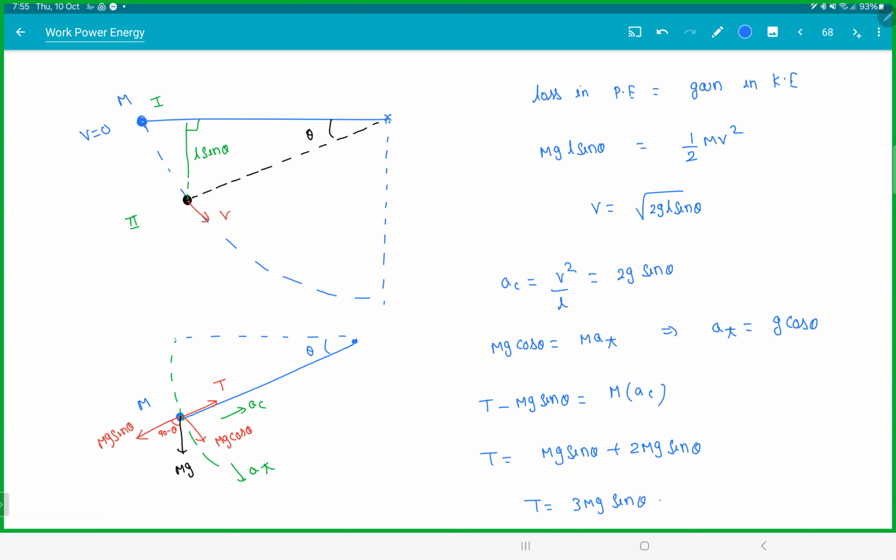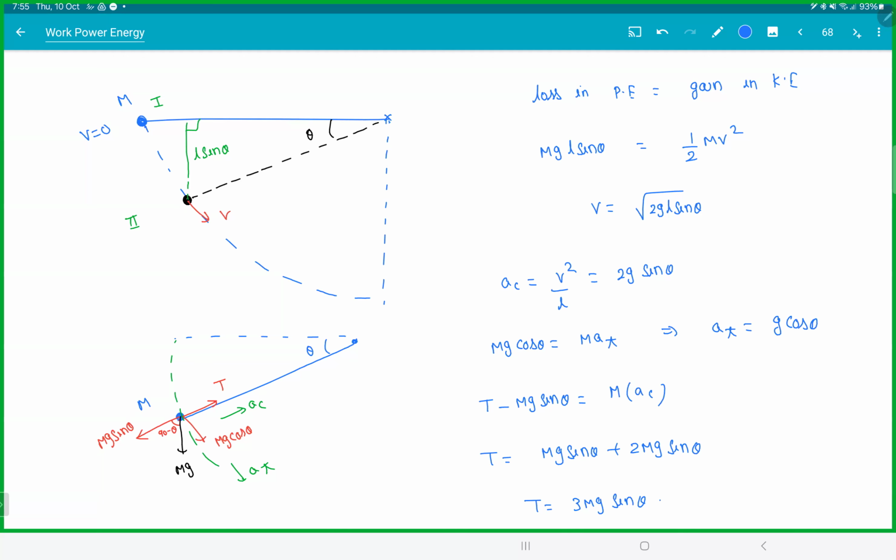The theme is always the same. Once you get the speed, you have to draw an FBD. The moment I ask you to find tension or normal reaction, you don't have an option other than drawing an FBD. You cannot calculate tension and accelerations using the work energy theorem. So you can be sure the moment they ask you to find tension and acceleration, FBD comes into the picture.